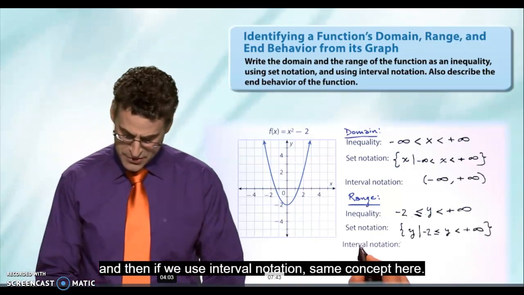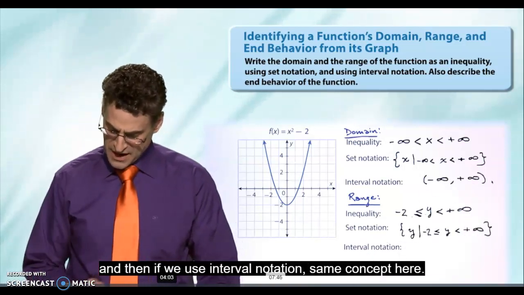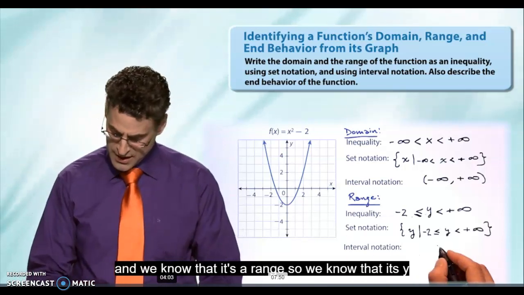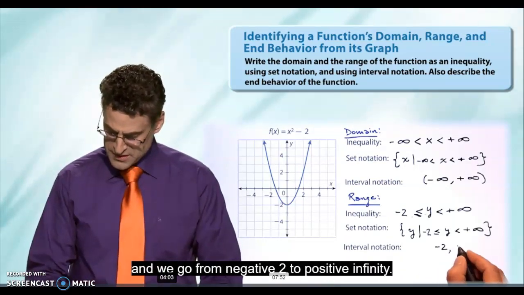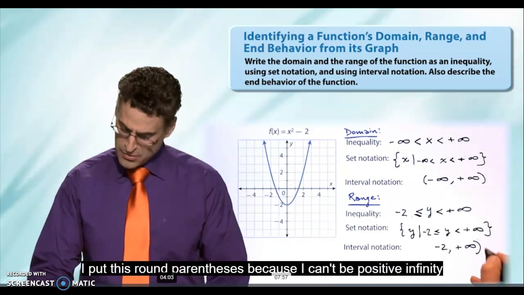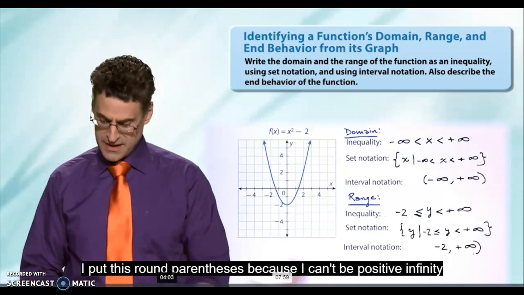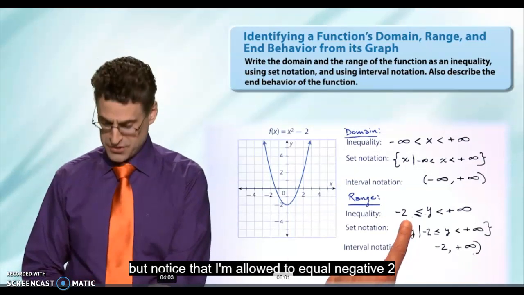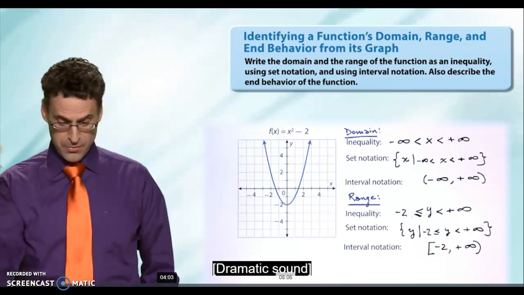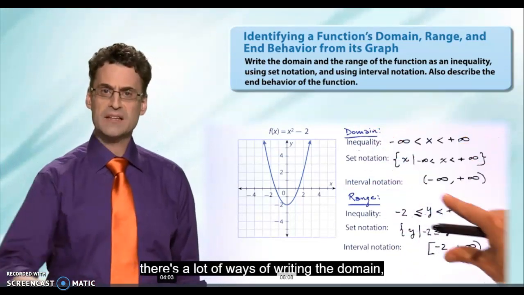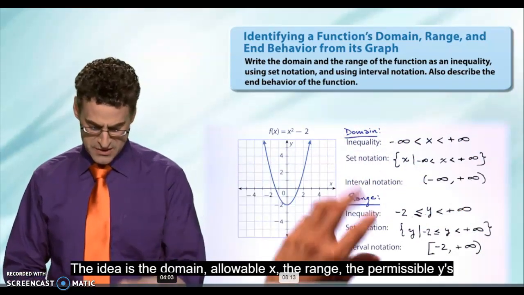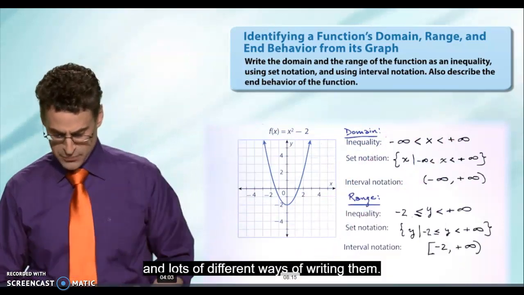And then if we use interval notation, same concept here. All I'm going to tell you are the values, and we know that it's a range, so we know that it's y, and we go from -2 to positive infinity. But here's the tricky part. I put this round parenthesis because I can't be positive infinity, but notice that I'm allowed to equal negative 2, and so therefore I'm going to put a square bracket there. Phew! There's a lot of ways of writing the domain, a lot of ways of writing the range, but you see the idea. The idea is the domain, allowable x, the range, the permissible y's, and lots of different ways of writing them.